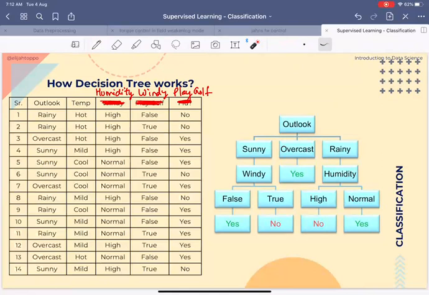So let's look at it again. Let's try looking at the first row. So first row, we look at outlook. Outlook is rainy, so we follow this path. Then we check for humidity. Humidity is high, so we go for this path, and we decide that we will not play golf. Okay, let's look at something else. Let's go for row 6. So sunny, and then windy is true, and we say not play golf. Okay, does this make sense?